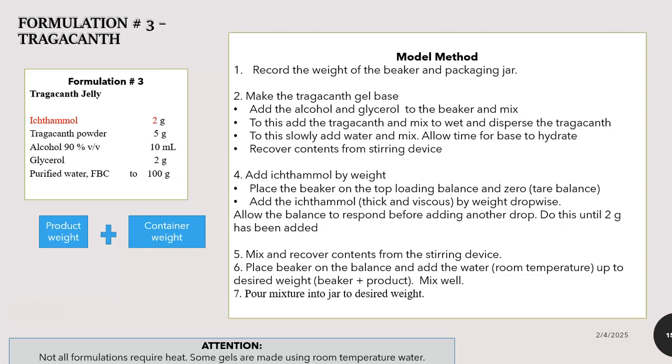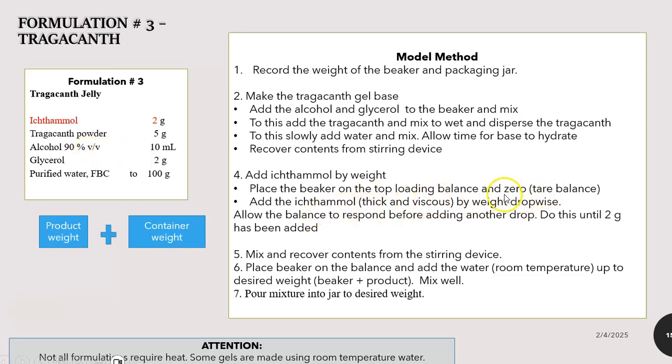What do we mean by weight? You record the weight of the beaker and of course the packaging jar. You're going to make the jelly base using the tragacanth, alcohol, and glycerol. Mix all 3 of these in a container. Once you do that, you add some water to make it a little bit more fluid, right? Recover all the contents from the stirring device and place the beaker on the balance.